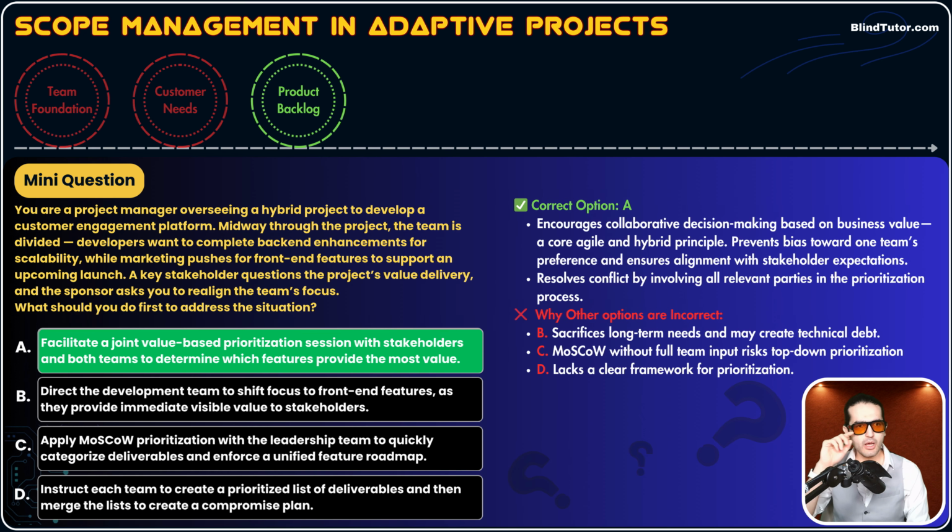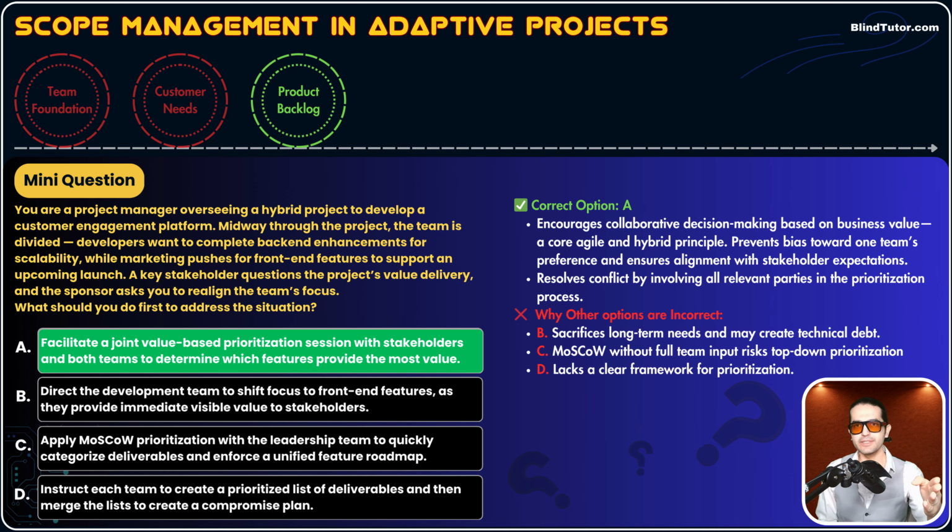Let's read the description. Option A encourages collaborative decision making based on business value, a core Agile and hybrid principle. Guys, collaboration. Option A signals collaboration. So that joint session and collaboration is a strong positive word. And option A also prevents bias towards one team's preferences and ensures alignment with the stakeholders' expectations, because option B, for example, suggests bias, which is not cool.